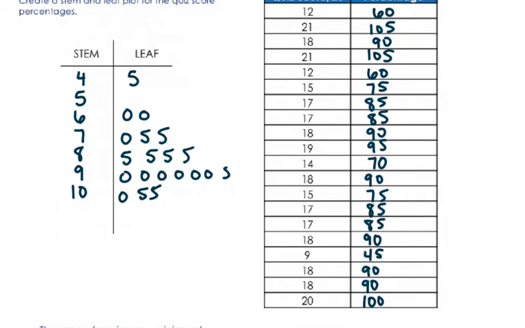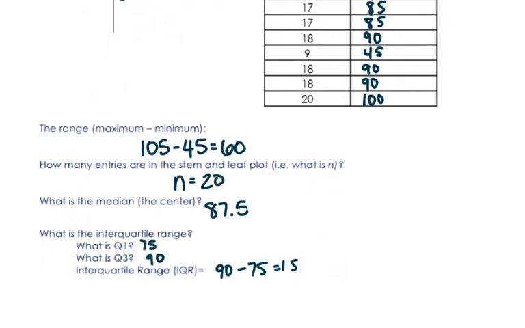Alright, so here's your percentages. Remember, this was out of a score of 20. So those are their grades, and those are the stem and leaf plots. Pause the video if you need further time to look at it. Alright, and here are your answers after analyzing this stem and leaf plot.